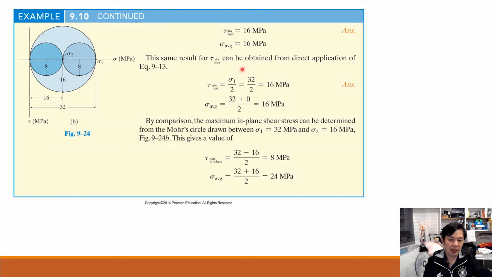Okay, and of course, if you want to consider the other two maximum shear stresses, then this one will have 8 as the maximum shear stress, but the normal stress would be 24. This one, it would be 24. This one, 8 for the radius and 8 for its normal stress. For this one, 16 and 16.